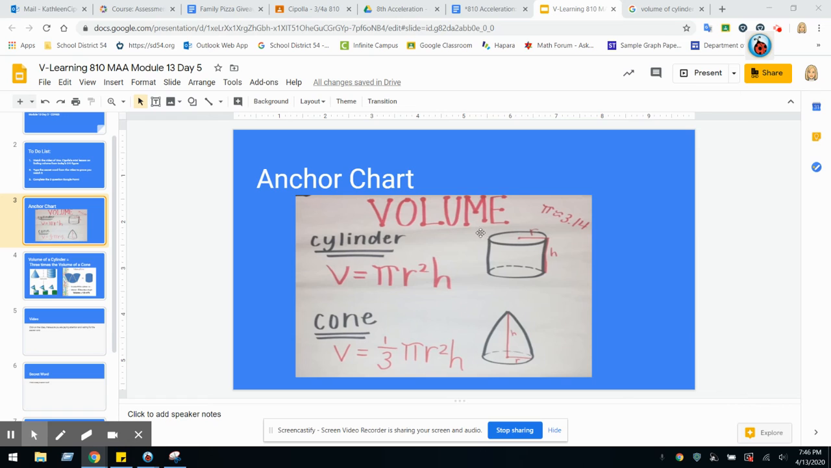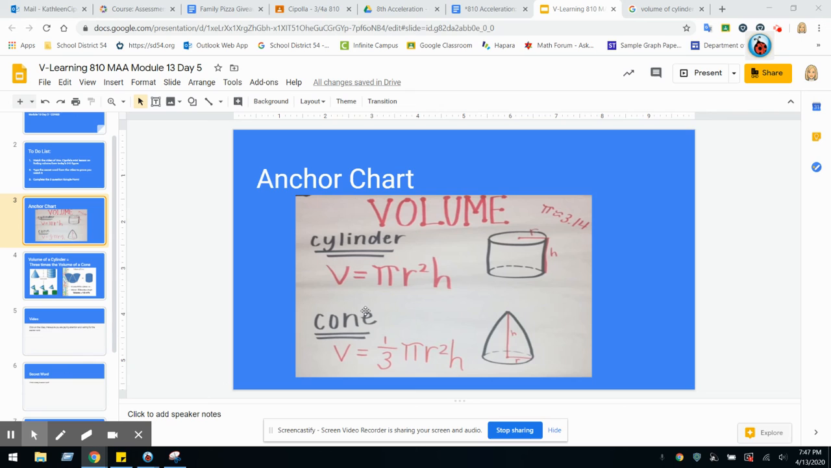Here on your screen, in the slides, you see our anchor chart, which is reminding you about what we did last week. Volume of a cylinder. This is a cylinder, right? The volume of a cylinder is pi, which is 3.14, times the radius squared, which is radius times radius, times the height.